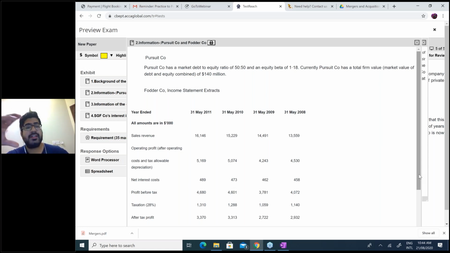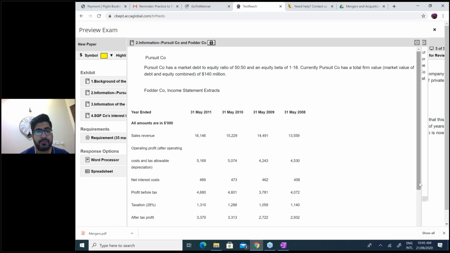The only reason of selecting this question was that WACC can also be covered. Otherwise, there are no more questions of mergers and acquisitions with WACC in it. Okay, so Pursuit's capital structure debt to equity is 50-50, equity beta 1.18, and its market value is 140 million.